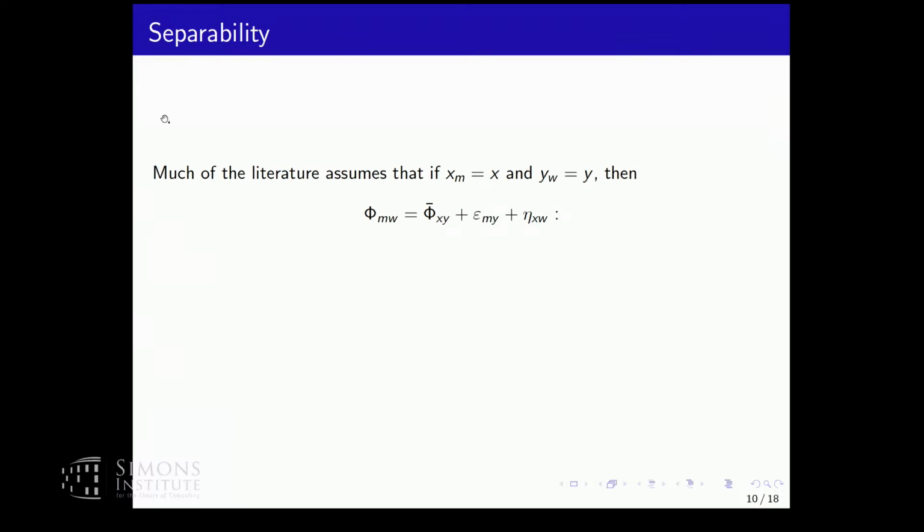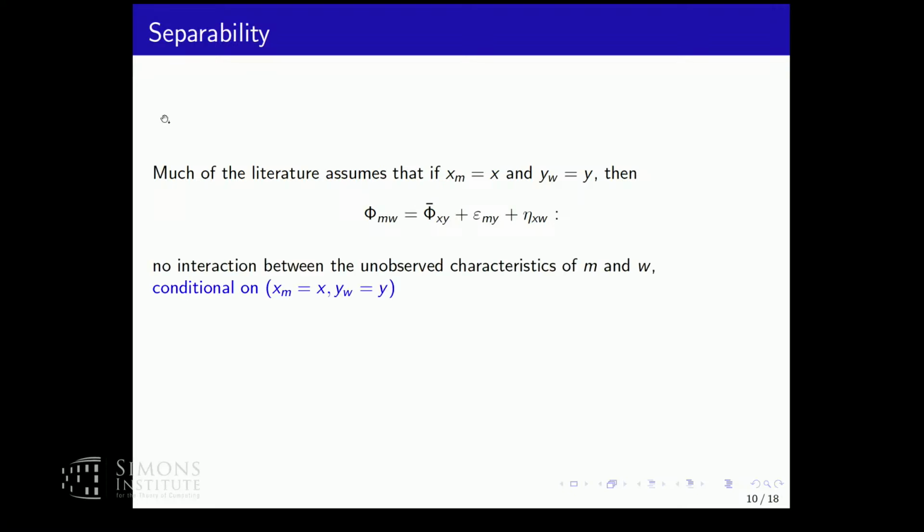And what we're going to do is essentially what I've written before. We're going to say, okay, there's a function. I don't know what it is. It depends on the observed characteristics. And then there is this one: all the characteristics of the man interacted with only the observed characteristics of the woman. And then there is the symmetric term. But we are not allowing M and W to interact conditional on the observed variables.